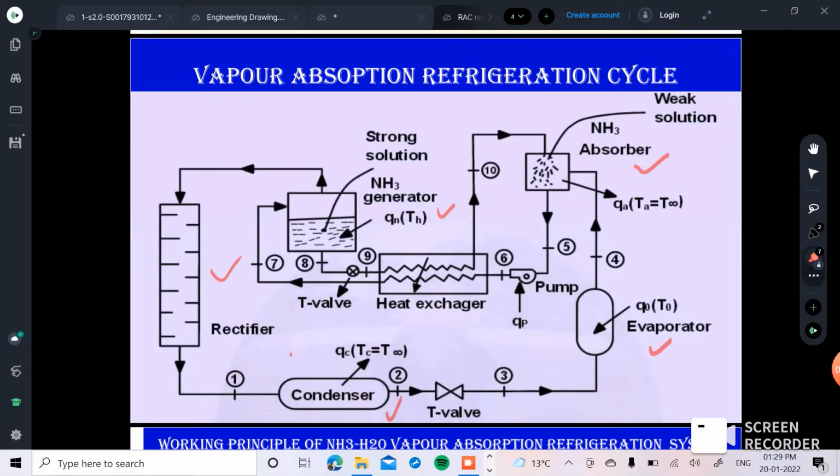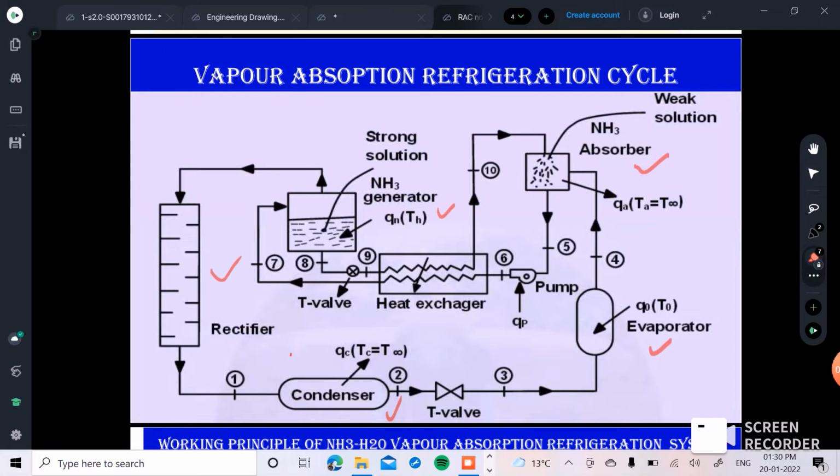This principle is utilized in the vapor absorption refrigeration system, and vapor absorption refrigeration systems have been in operation over a long period of time. Now let us see the working principle of the vapor absorption refrigeration cycle. The arrangement of the components of the system is shown in the figure. The working of the system is described as follows.